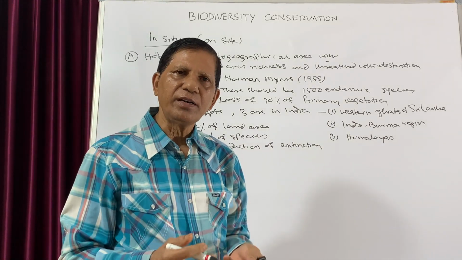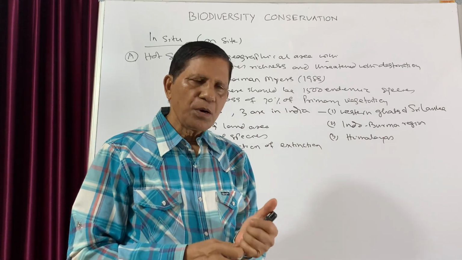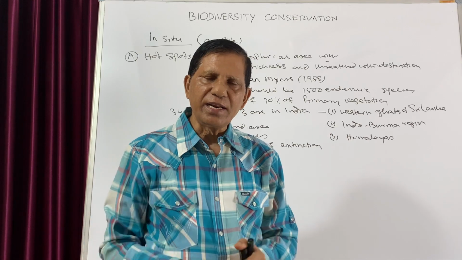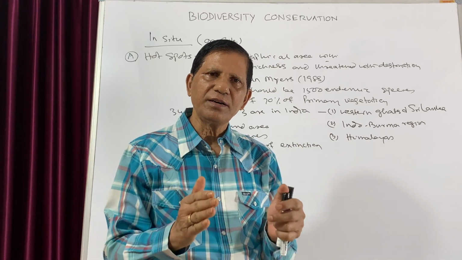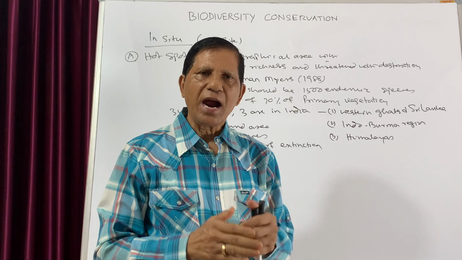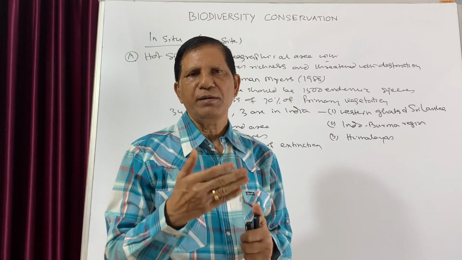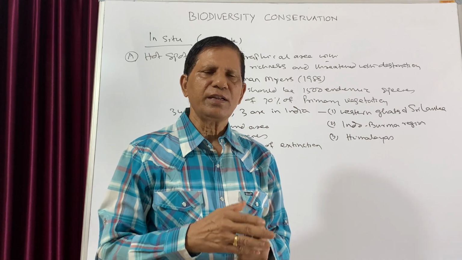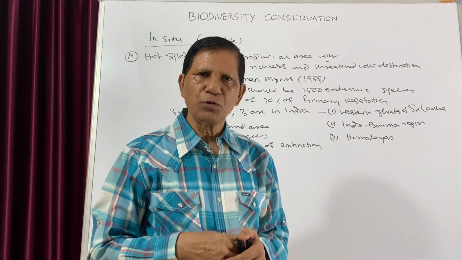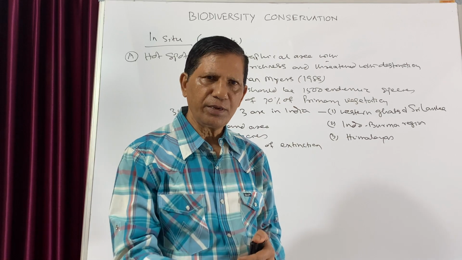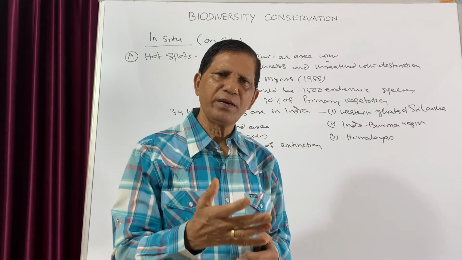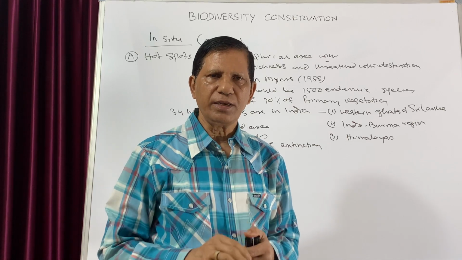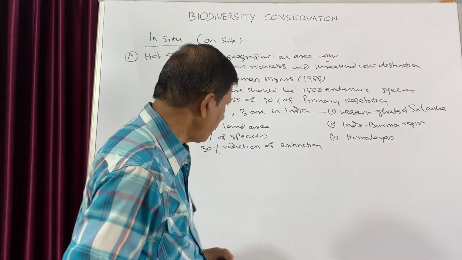Now the second one is protected areas. Protected areas means there are certain biogeographical areas which are protected by laws, and they may be national parks, sanctuaries, sacred groves or lakes, biospheres, or Ramsar sites. These are the 5 categories of protected areas, and we will discuss them one by one.